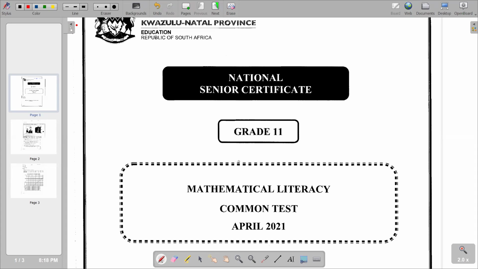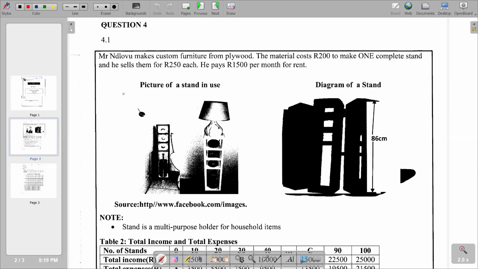In this video, we're going to look at the common test of April 2021. And we are going to look at a question paper from the province of KwaZulu-Natal. So going to our question, you see that we're going to look at question 4 on that question paper.